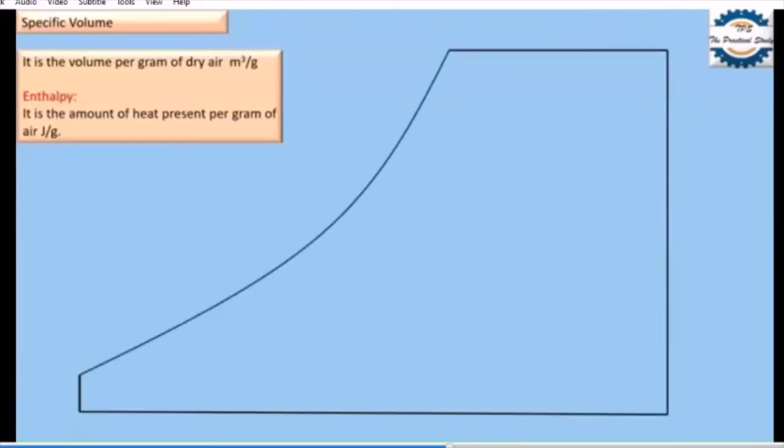Yes, sir. The specific volume, which we discussed earlier in the parameters or properties, is the volume of dry air present in the atmospheric air. So the unit will be meter cube per kg or meter cube per gram. Both are correct. So how should it be identified from the chart?